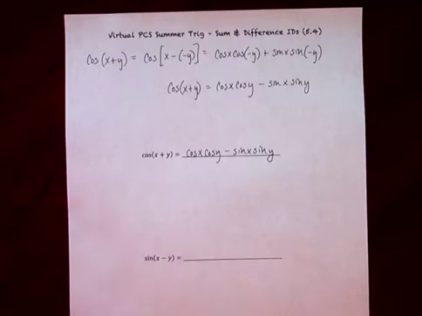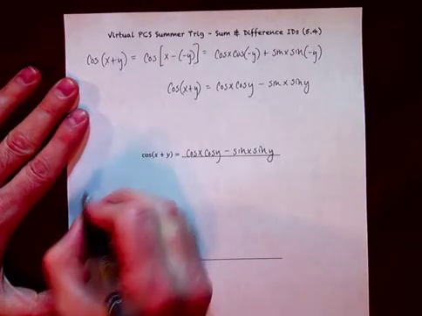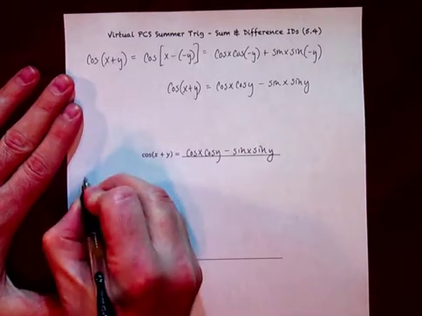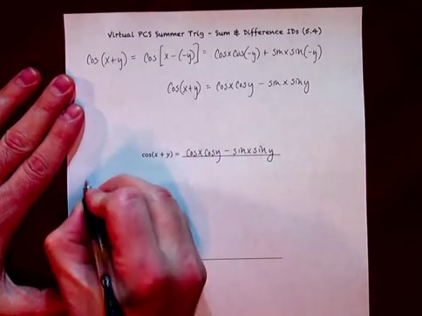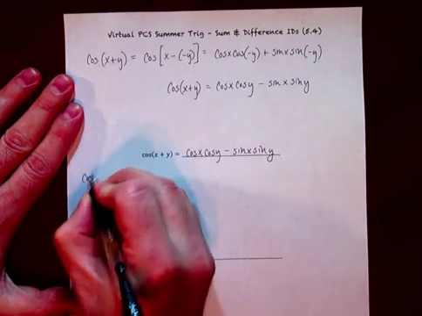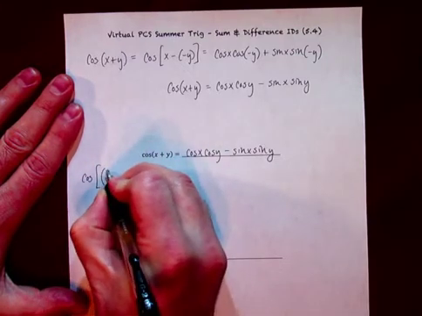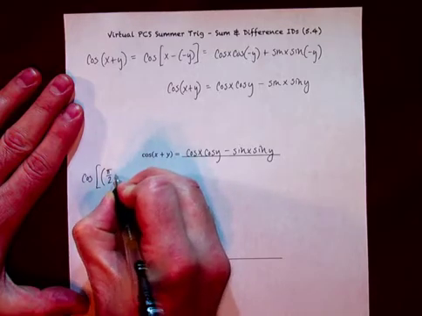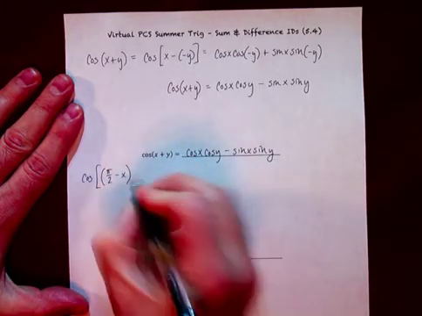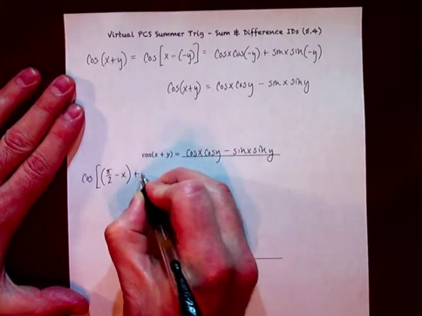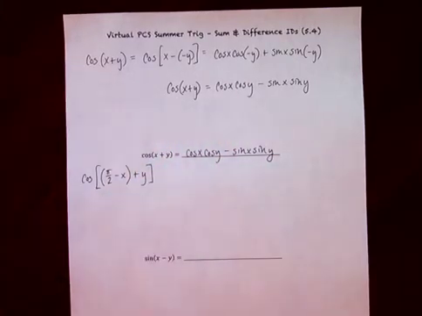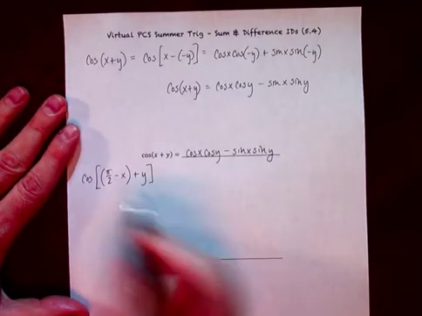Okay. And you're like, okay, well, that was really clever, but how in the world, Mr. Forth, are you going to turn cosine into sine? I'm so glad you asked. Alrighty. What I'm going to do is take cosine of pi over 2 minus x, and then add y. Now, here's the thing. Or actually, I kind of messed that up.